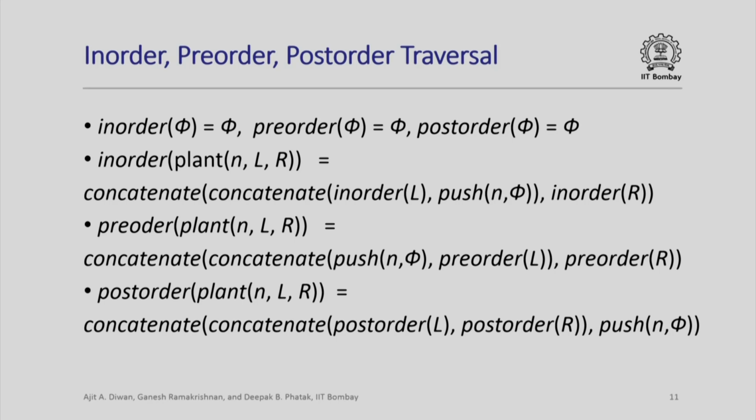The in order, pre order or post order of the empty tree is empty. In order for the tree planted as N, L and R: we concatenate the in order of L, then the sequence consisting of just the root node N, and then the in order of R. In pre order, we first put the node N, then take the pre order of L and then the pre order of R. And in post order, we do the other way: take the post order of L, the post order of R and then the node N.